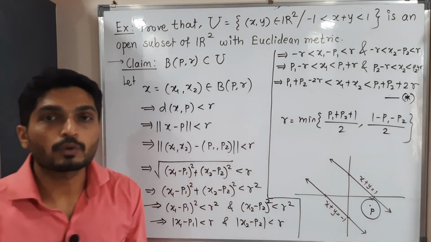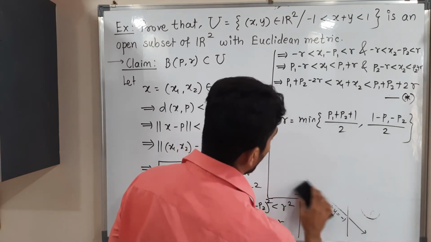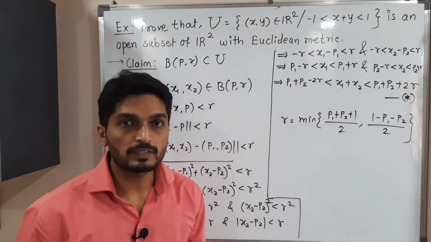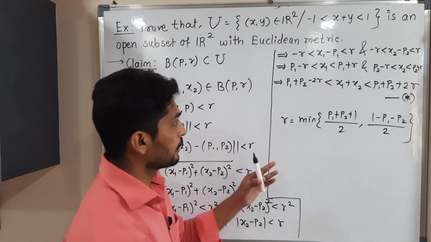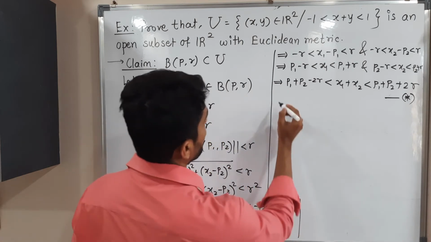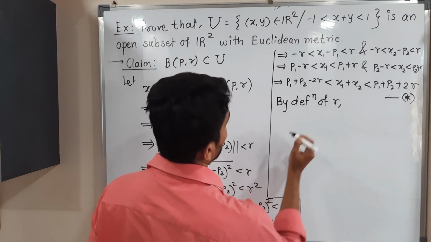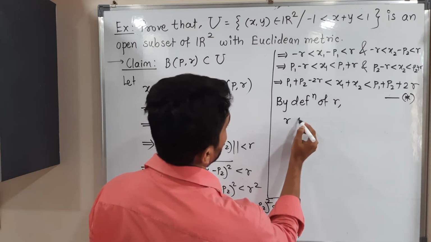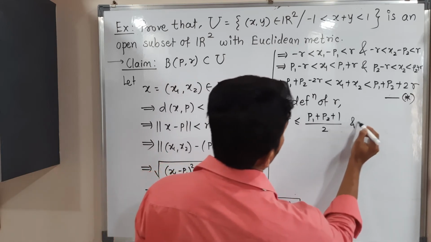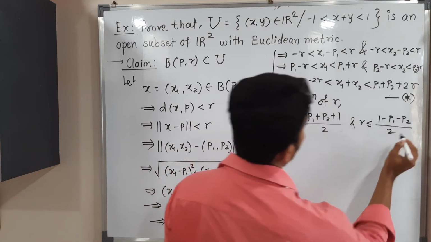See, this diagram is not required. Now we have understood the meaning, so I will remove this diagram now. And this thing also is not required. R is the minimum of these two. That means obviously R is less than or equal to each of them. See, by definition of R, what can we write? R less than or equal to (P1 plus P2 plus 1) divided by 2, and R less than or equal to (1 minus P1 minus P2) divided by 2.